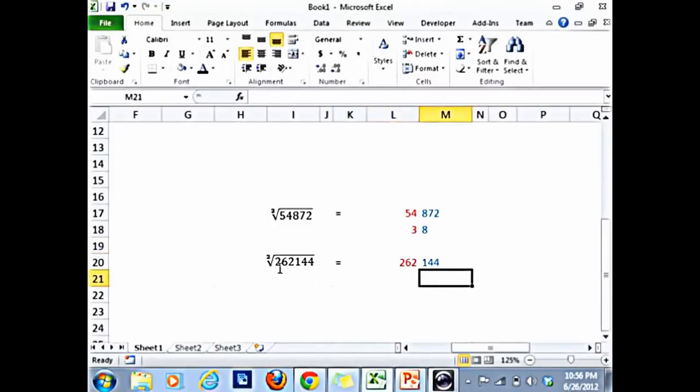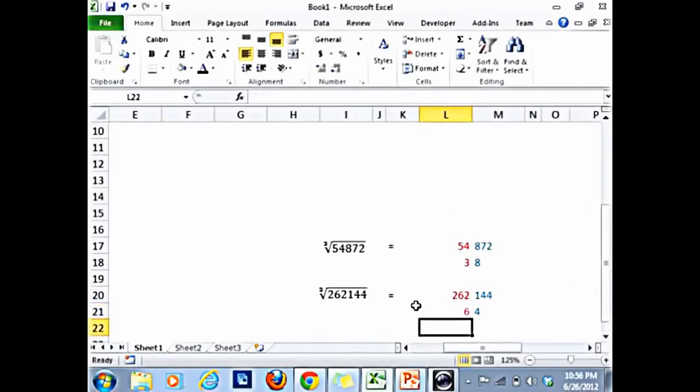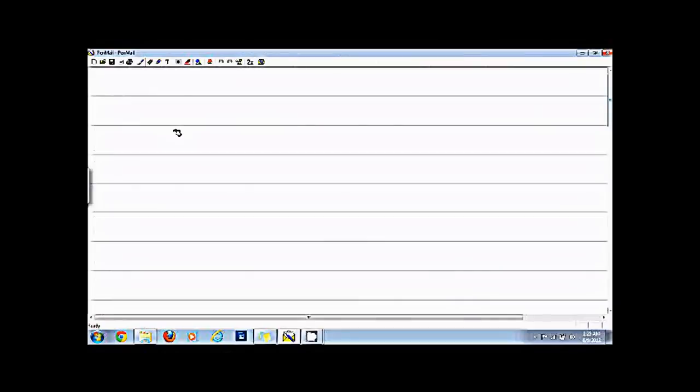Now for 262144, I have 262 in red and 144, the last 3 digits, in blue. The number ends with 4. The cube of 4 is 64, so 4 cubed also ends with 4. So I'll write 4 here. And then 262. What is the largest cube I can remove from 262? 6 cubed is 216. The answer is 64. So now I can get cube roots in a quick way without using a calculator.